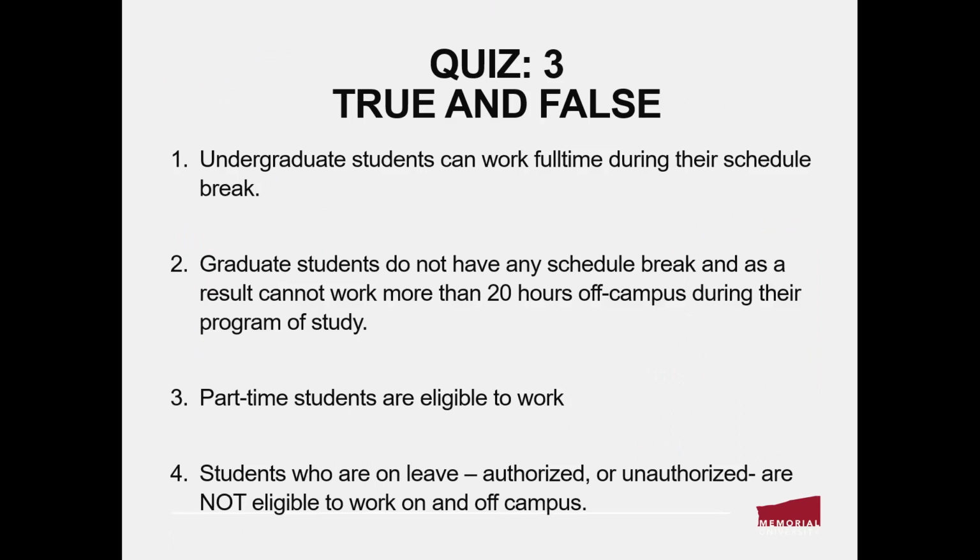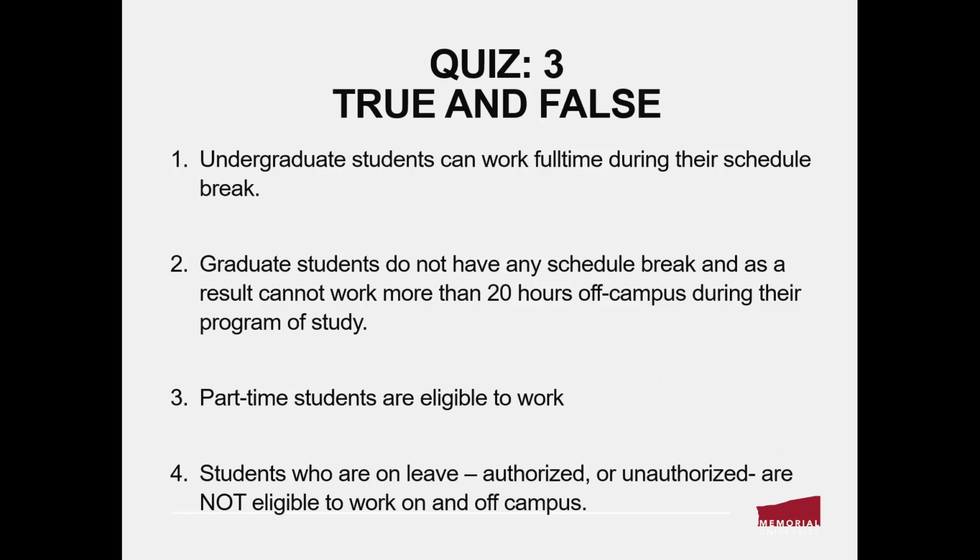So let's go through the quiz. Question number 1. Undergrad students can work full-time during their scheduled break. True or false? That's correct. Undergrad students, if they have a break as part of their program, would be able to work. Question number 2. Graduate students do not have any scheduled break and as a result cannot work more than 20 hours off campus during their program of study. Correct, graduate students do not have any scheduled break.